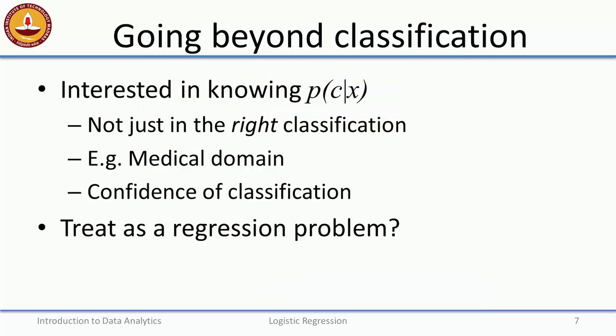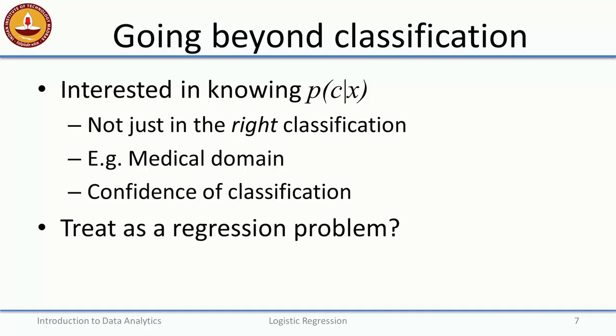Right. So, if you want to go beyond classification, you might be interested in knowing the actual probability of a specific class given a data point, not just in finding the right classification. You would really like to know what is the probability that the person buys a computer given the age and income of the person, versus the probability that the person will not buy a computer given the age and income of the person. So, why would you want to know this kind of probability of the class label?